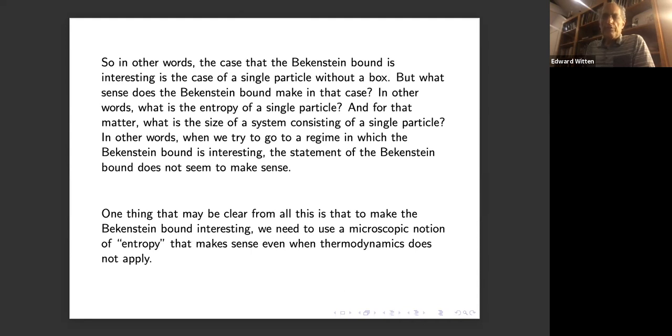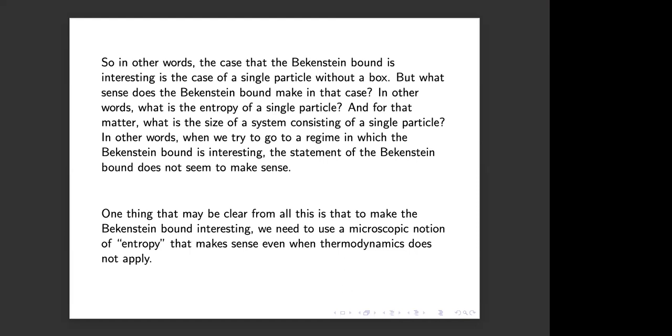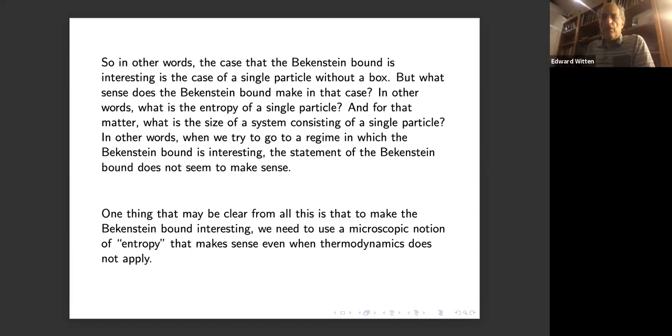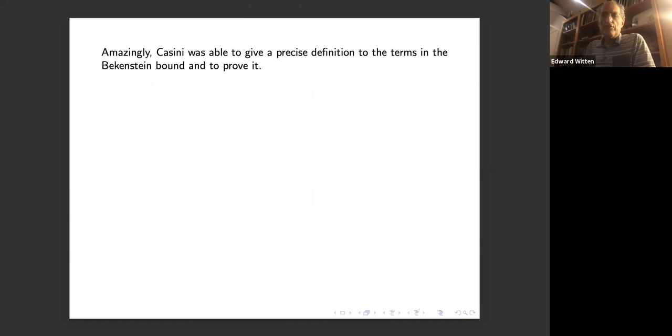But one thing that may be clear from all this is that to make the Bekenstein bound interesting, we need to define entropy in such a way that it makes sense to talk about the entropy of a single particle. In other words, we need a microscopic notion of entropy that makes sense even when thermodynamics does not apply. Now, as I've been telling you, the von Neumann entropy has that property. So not surprisingly, with 2020 hindsight, it's not surprising that that's what we're going to need. So amazingly, Casini was able to give a precise definition to the terms in the Bekenstein bound and to prove it.